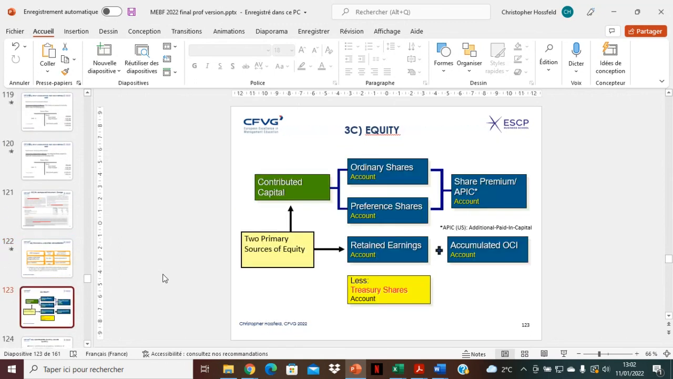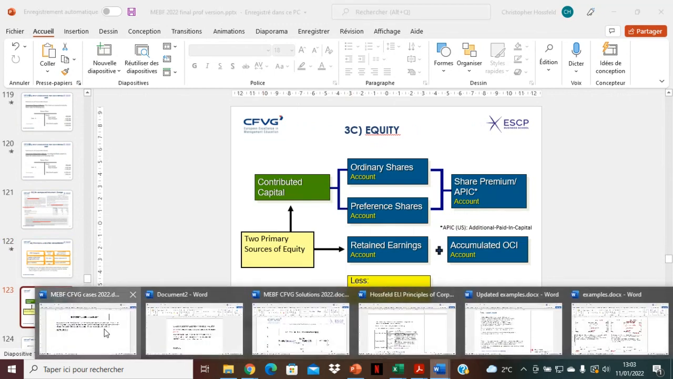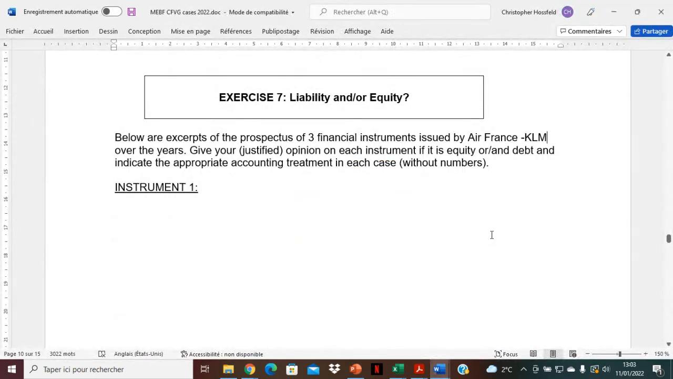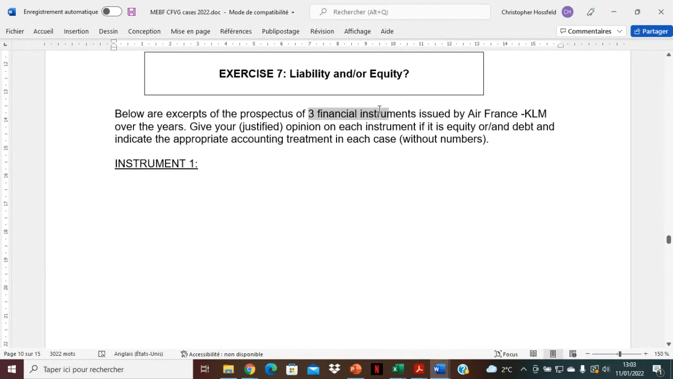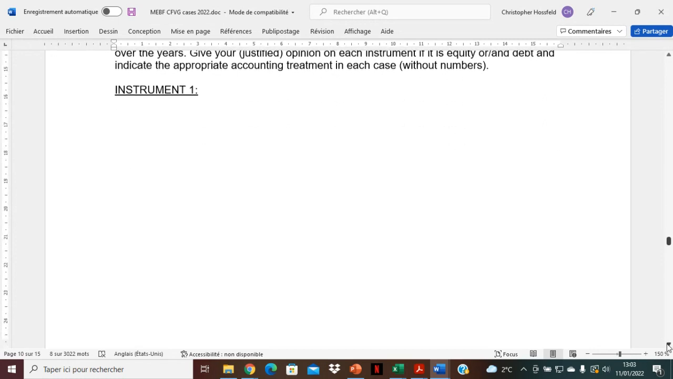Okay, so before we go further with accounting for equity, I ask you to have a look at exercise number 7, where we actually have real financial instruments that have been issued in the past by Air France KLM. And for the 3 instruments, again, we have to check if it is debt, if it is equity, or maybe both at the same time.